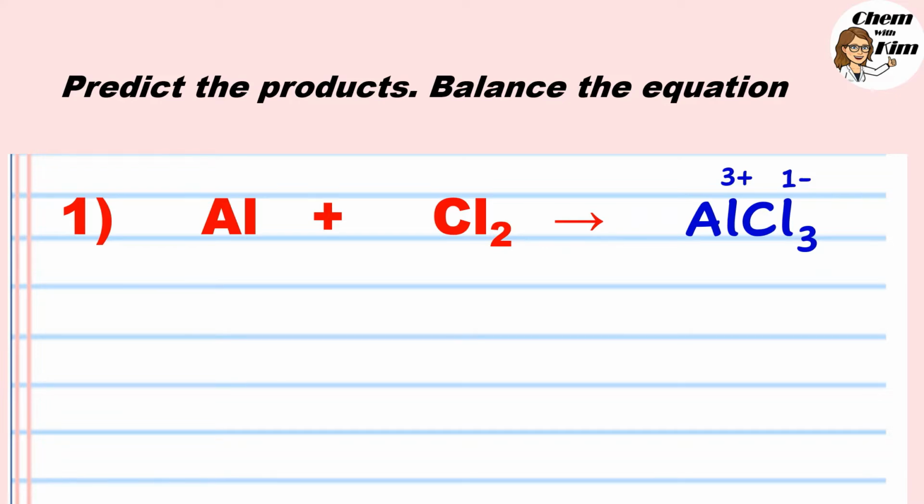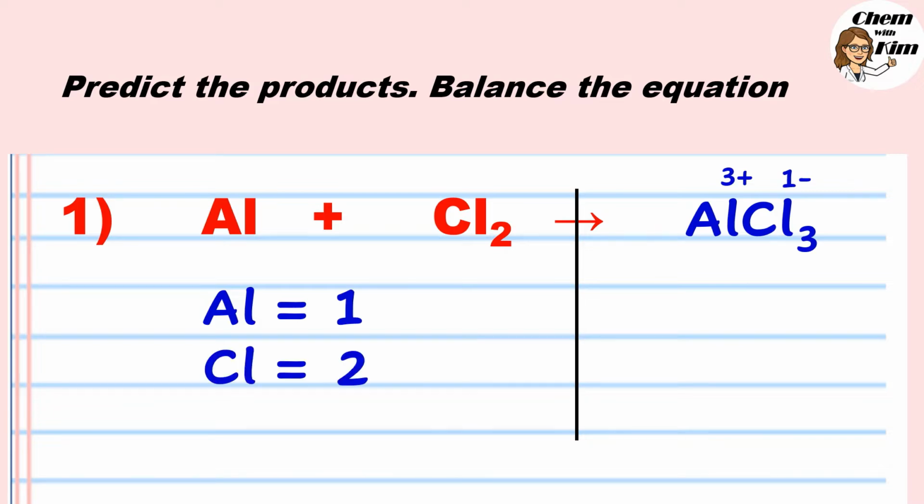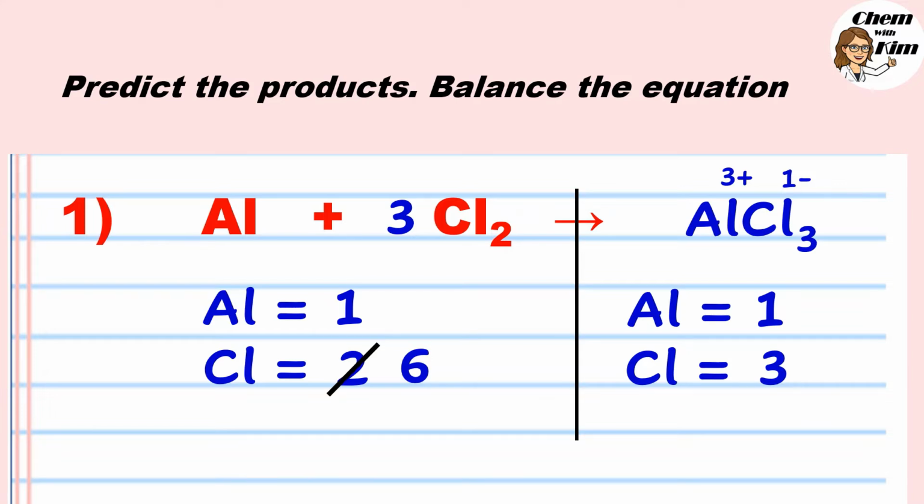Okay, now that we have the correct formula for the product, we can start making our inventory and balance the equation. So there's 1 aluminum on the reactant side and 2 chlorine. Then on the product side, there's 1 aluminum and 3 chlorine. So the smallest number that both 2 and 3 will go into would be 6. So in order to get the 2 chlorine on the reactant side to equal 6, we need to multiply by 3. So we're going to put a 3 coefficient and then adjust our inventory.